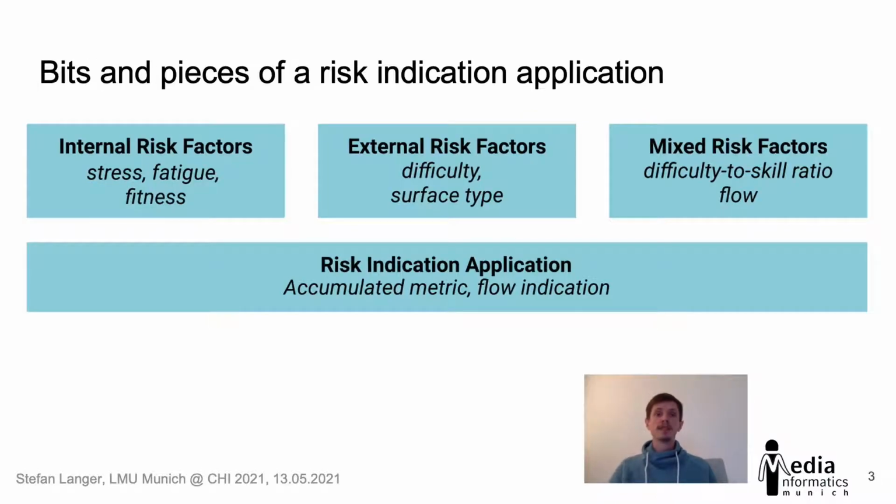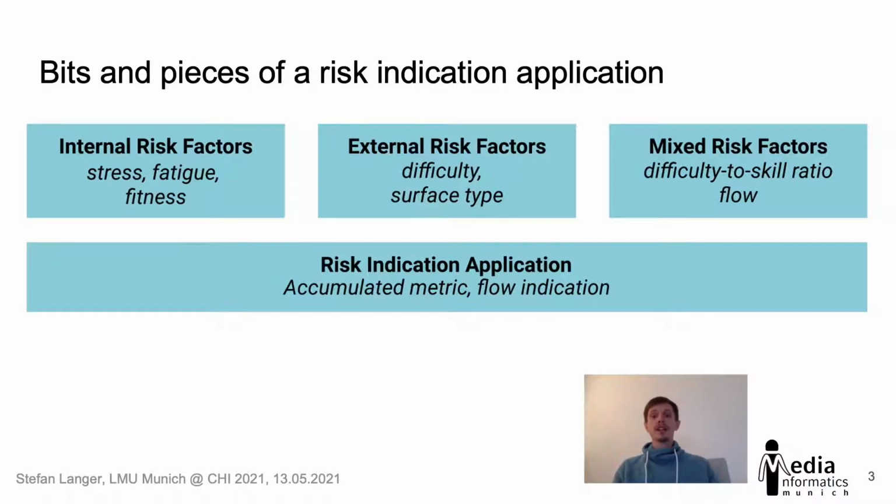Those are the bits and pieces that go into such a risk indication application. On the top, we have 3 types of risk factors. The internal risk factors, which are stress, fatigue, or fitness. For example, if you're facing a lot of chronic stress, you might be distracted from the task at hand, which could be mountain biking. You have your external risk factors like difficulty and surface type.